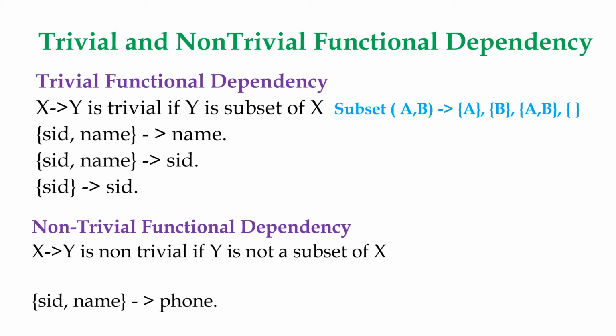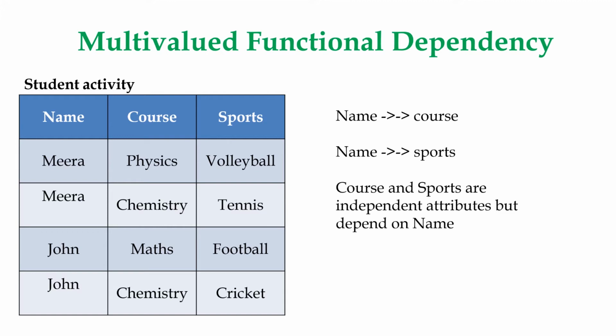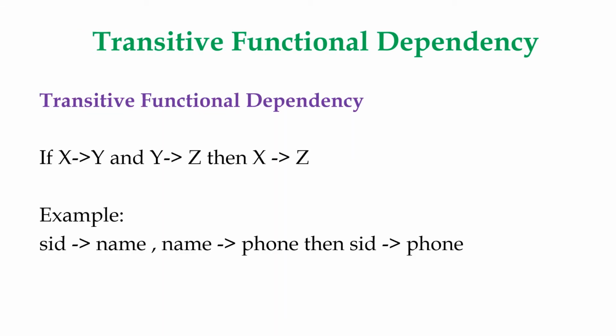In non-trivial functional dependency, X tends to Y is non-trivial if Y is not a subset of X. You can see the example: student ID comma name are the two attributes that uniquely determine the phone number. Multi-valued functional dependency. So let us consider the table student activity. Now I have name, course and sports. Three attributes are there. My name uniquely identifies the course detail as well as my name uniquely determines the sports detail also. So here the course and the sports are independent attributes, but they depend on the name attribute.